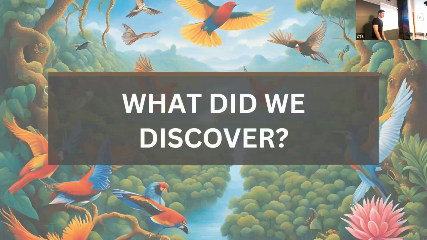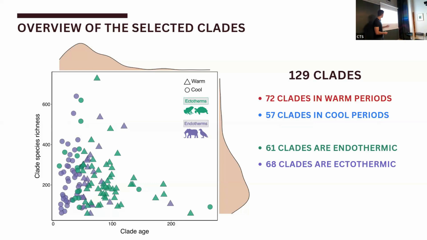Okay, so what did we discover using this approach? Here is just a quick overview of the selected clades. The Laplacian approach retrieved 129 clades, of which 72 appear in warm periods, 57 in cool periods, 51 are endothermics, and 68 are ectothermics. And in this figure, we can see how these clades vary in terms of species number on the y-axis and clade age on the x-axis.